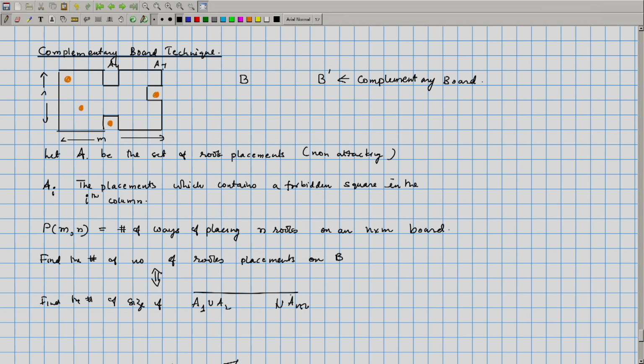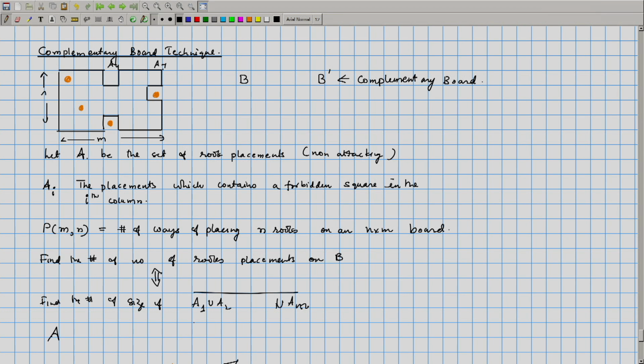Okay. So, A1 union AM, if you take this set, the union of that basically consists of all placements in which a forbidden square is used. If you take the complement of that, none of the rooks will be on a forbidden square, and this set size is what we need to consider, and that is where we will use the inclusion exclusion principle.